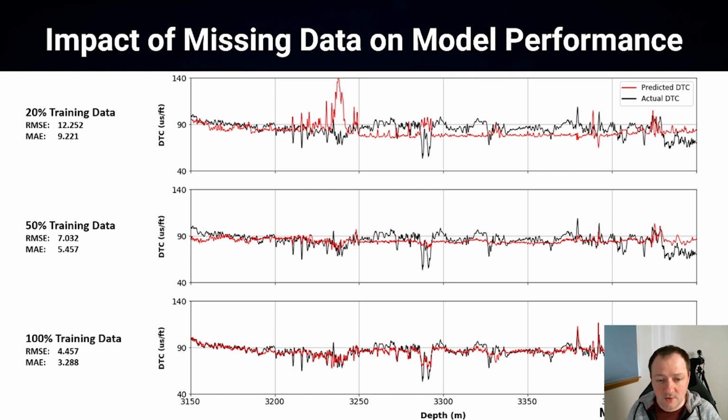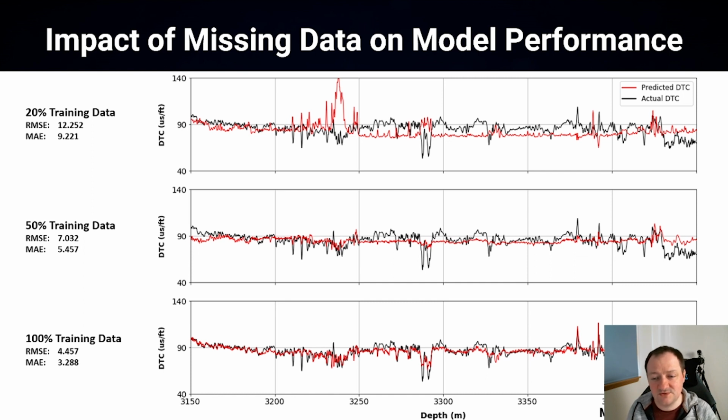In the image here, when 100% of the training data is used, the model generates a very good fit between reality and the predicted result, with an MAE of 3.28 and an RMSE of 4.457. When the training data is reduced to 50%, the model performance worsens, with RMSE and MAE both increasing, and it can be seen from 3,250 meters onwards, the result fails to match the actual measurement. When the data is reduced even further to 20%, the model starts to fail completely.